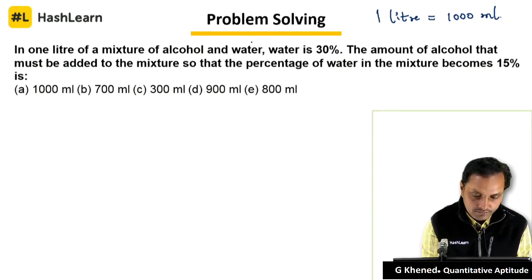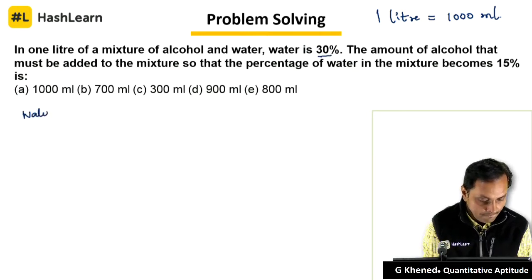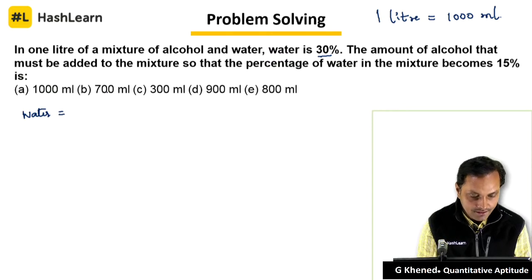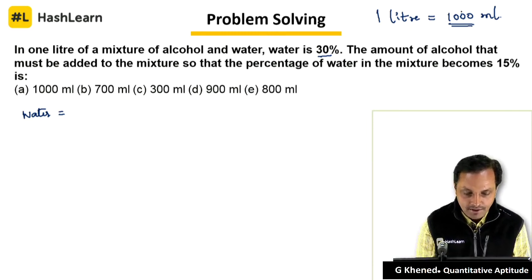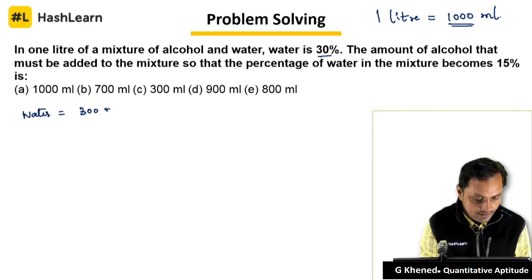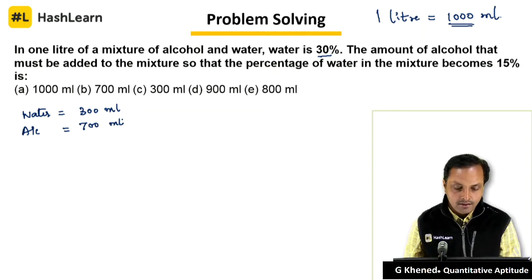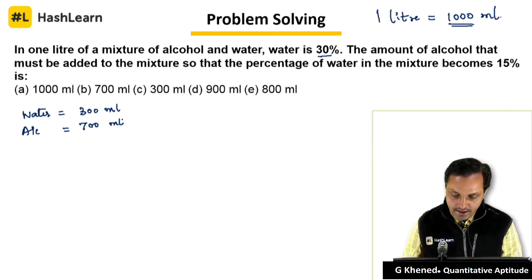Okay, so 30% water. What is 30%? As I have told you, 1000 ml means your 30% will be 300 ml water and your alcohol will be 700 ml. Is that okay? So 300 ml is water and 700 ml is alcohol.